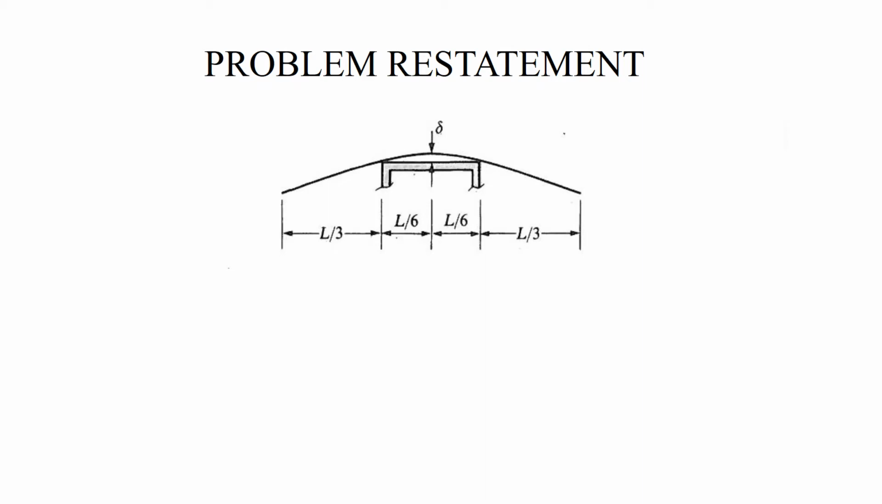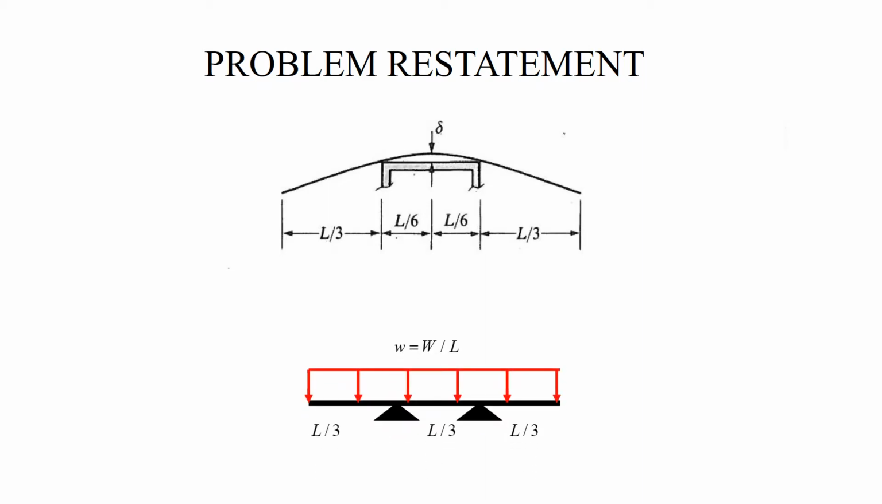Now, this beam could be represented as a more familiar model where the weight is represented by a uniformly distributed load, lowercase w, and of course this load, as the weight per unit length, is simply equal to the weight divided by the beam length. So now our task is to calculate the deflection in the middle of this beam, and of course we expect that this deflection will be negative.